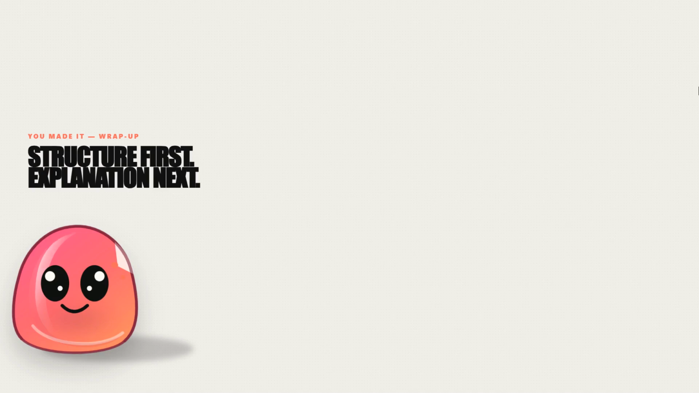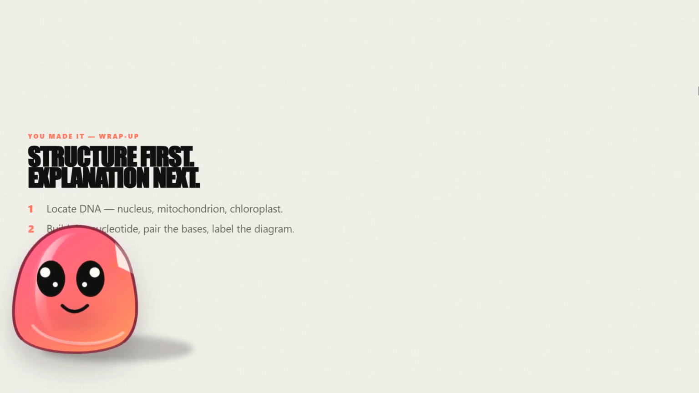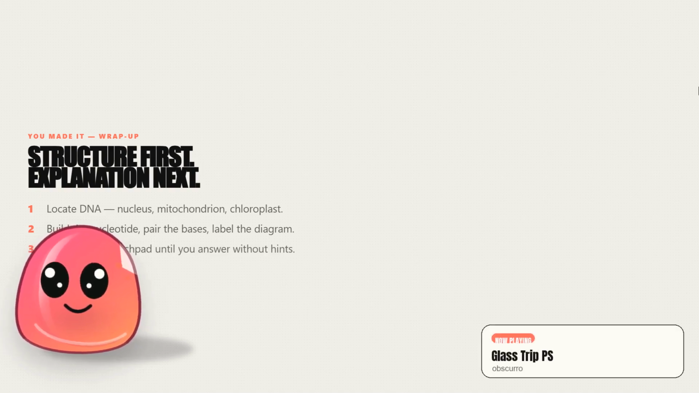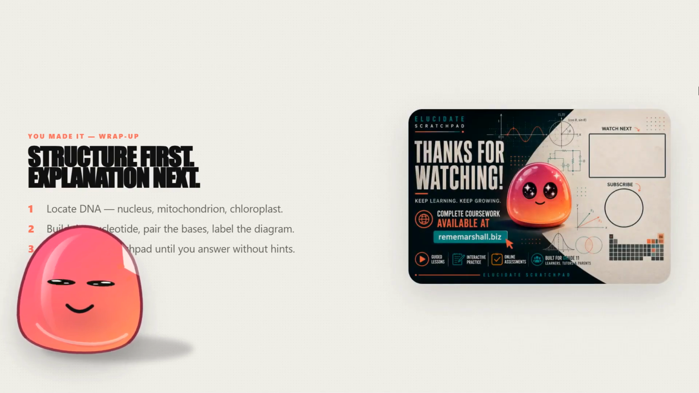You've worked through the whole Scratchpad. You can now locate DNA in the cell, build a nucleotide, pair the bases, label exam diagrams, relate structure to function, and write the explanations the way the memo marks them. Practice the Scratchpad at your own pace, run every question until you can answer without the hints. Structure first, explanation next. That's the whole exam route for DNA. Well done, and I'll see you in the next lesson.